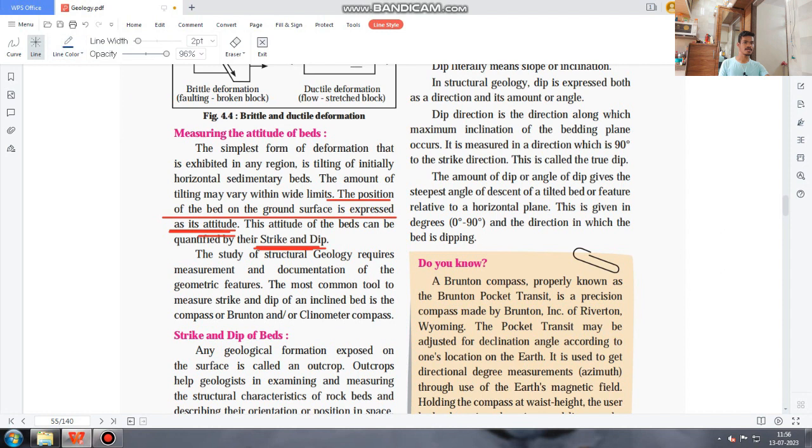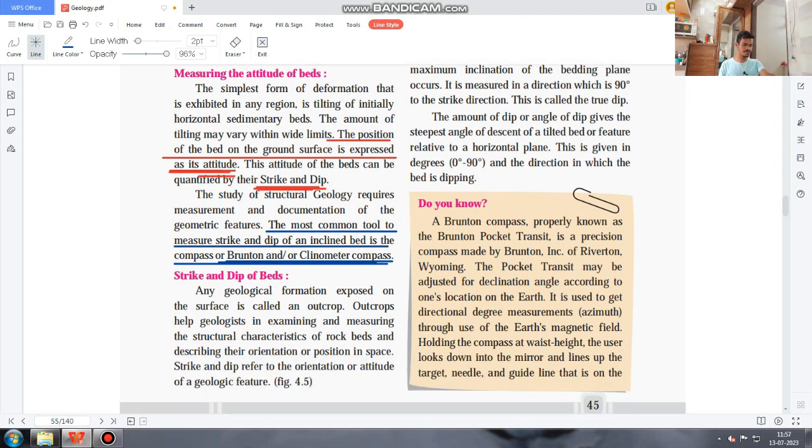Next part, which is very important. Every exam they ask this, every exam: 22, 23, college exams, everything they have asked. The most common tool to measure strike and dip of an inclined bed is the compass, or Brunton compass or clinometer compass. Now what is strike and dip? Before learning strike and dip, we learn what is an outcrop. Any geological formation exposed on the surface is called an outcrop. This can also come as define.